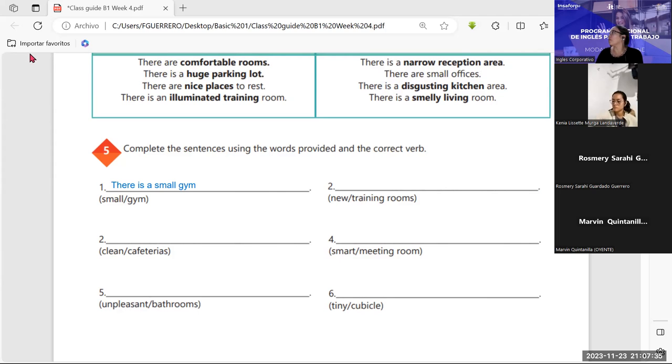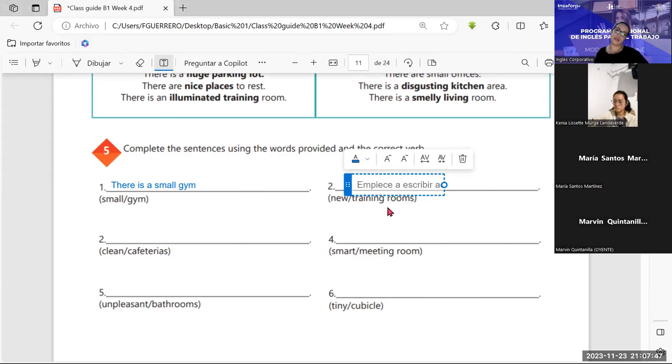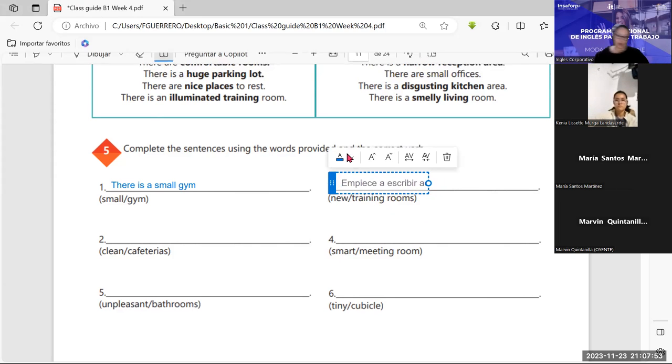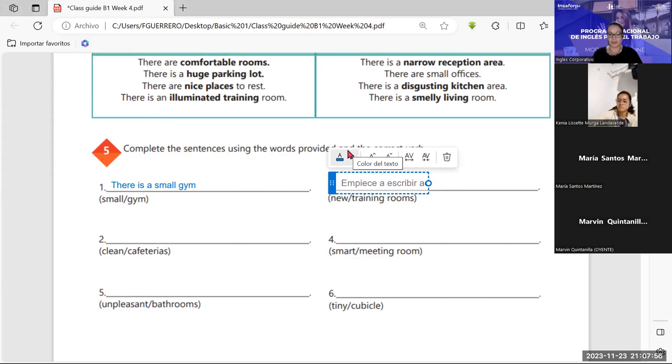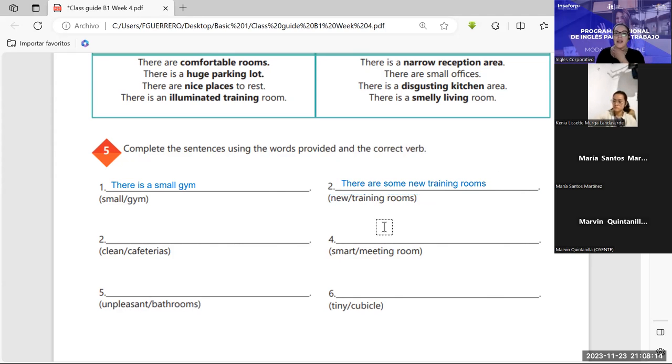Finished. Yes. Okay, volunteer for number two. La dos de este lado. There are some new training rooms. Okay, there are some new training rooms. Excellent. There are some new training rooms. Thank you so much. Number three.